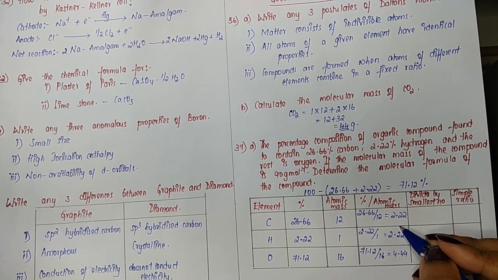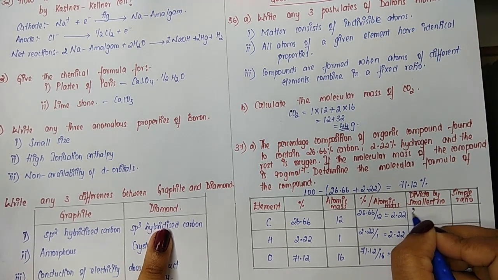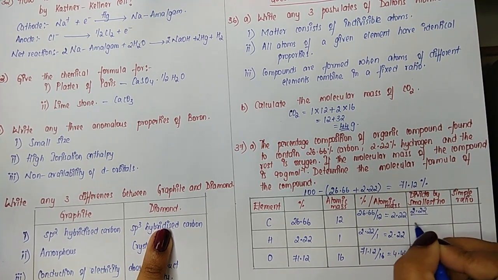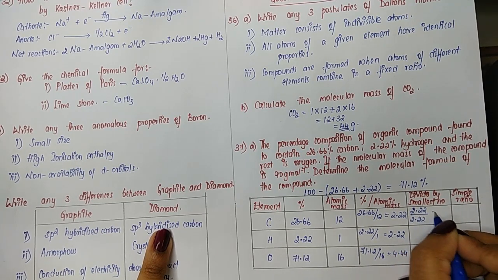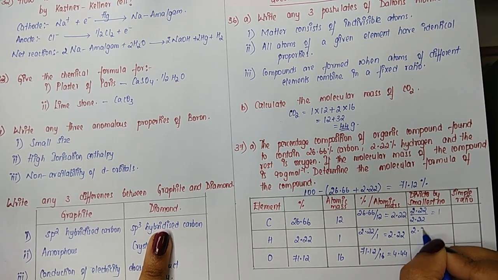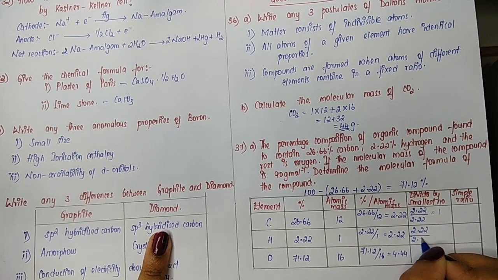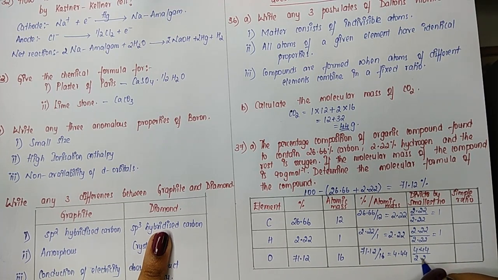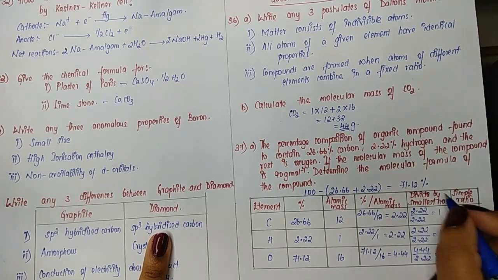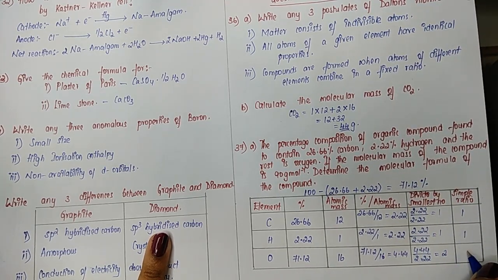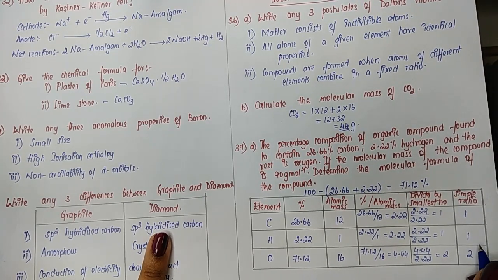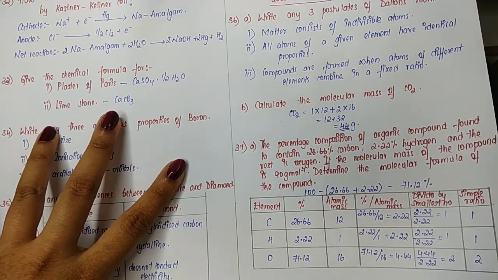Now when we divide this, we need to find out which is the smallest value in this. 2.22 is the smallest value. So when we try to divide, we have 2.22 by 2.22, which is equal to 1. Similarly for hydrogen also, which is equal to 1. But for oxygen, it is 4.44 divided by 2.22. It is an exact 2. So in this case, the simple whole number ratio is also going to be 1, 1 and 2. This will give us what our empirical formula is.